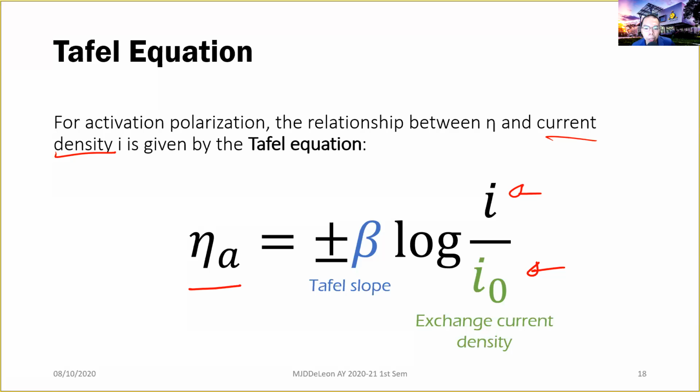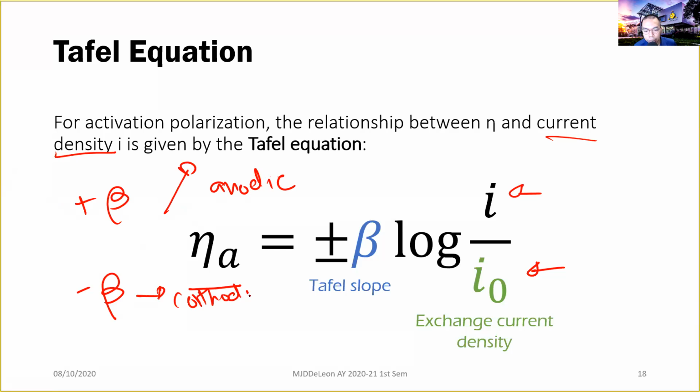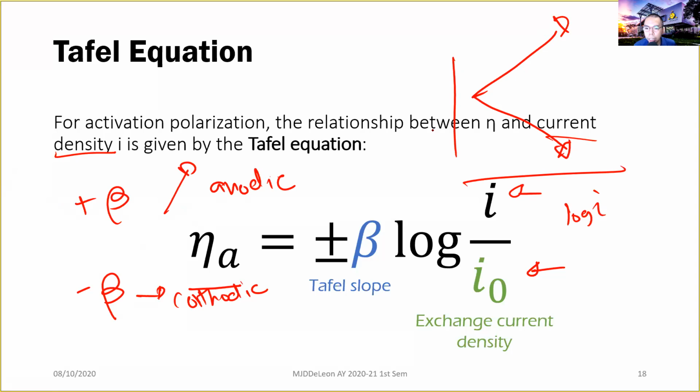Pag anodic yung polarization mo, the Tafel slope is positive. Beta is positive if anodic. Meanwhile, beta is negative if it is cathodic. Kasi makita lang natin from this equation, ganito yung Tafel plot. No? Log I and over potential N or E.